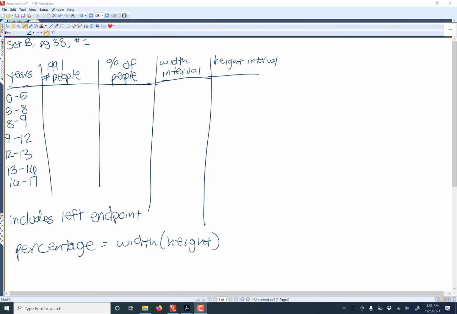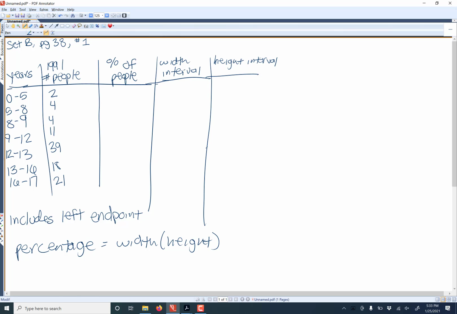This is the problem from Set B, page 38, problem number 1. It gave us the schooling for people, so we have years that they were in school, and we're supposed to do it for 1991. We could write down the number of people just off the table for each year. The number of people were 2, 4, 4, 11, 39, 18, and 21. Those were the number of people in each category for 1991.